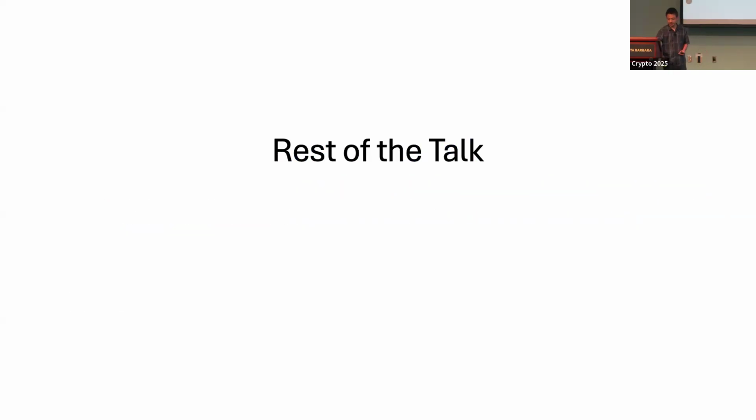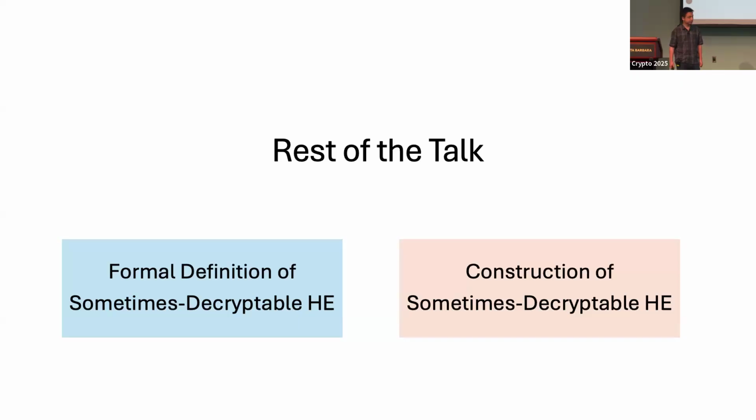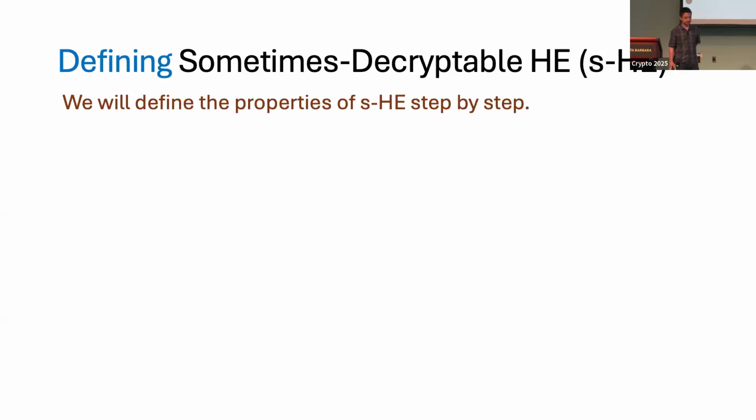So in the rest of the talk, I'm going to show you the formal definition of this sometimes decryptable homomorphic encryption. And next, I'm going to show you, at a very high level, the idea of how to construct this sometimes decryptable homomorphic encryption for TC0. First, I'm going to define this notion step by step. I'll show you some attempts to define it, what the issue in the definition is, and how we modify the definition to fix it.